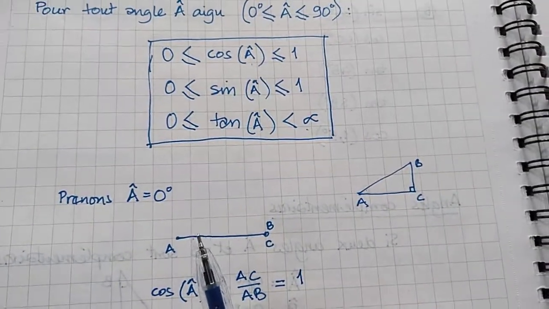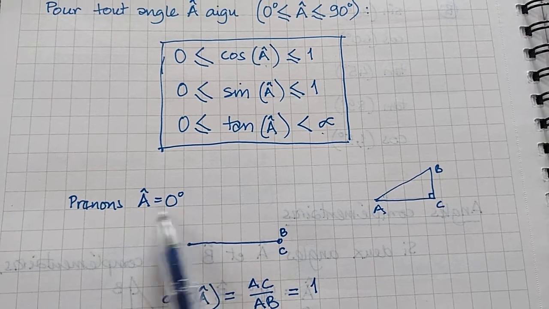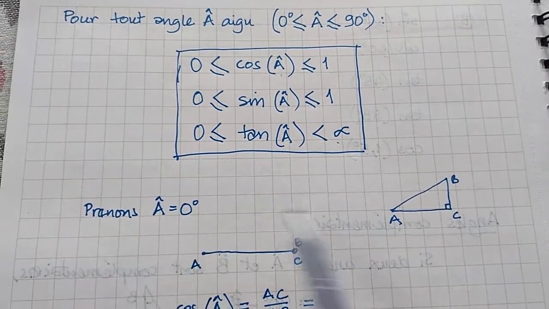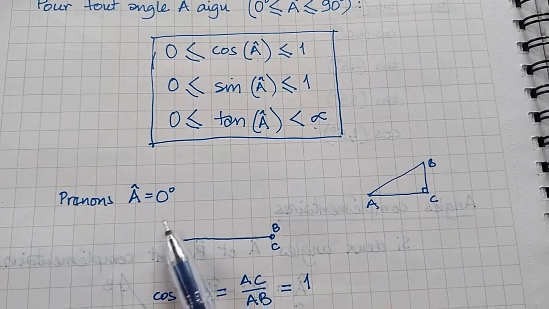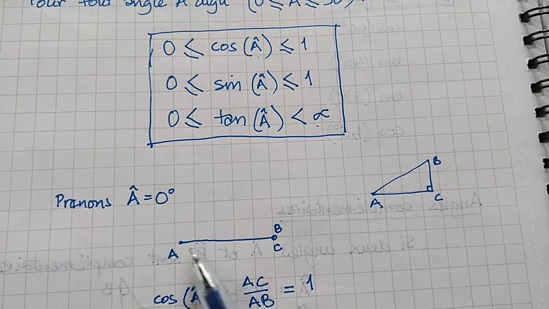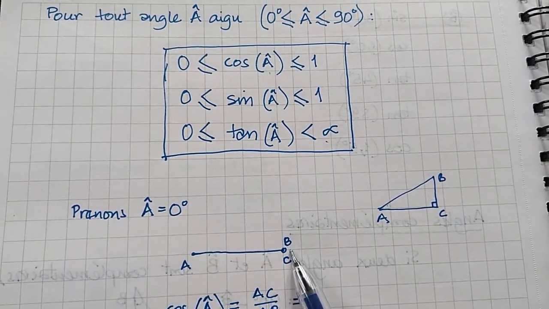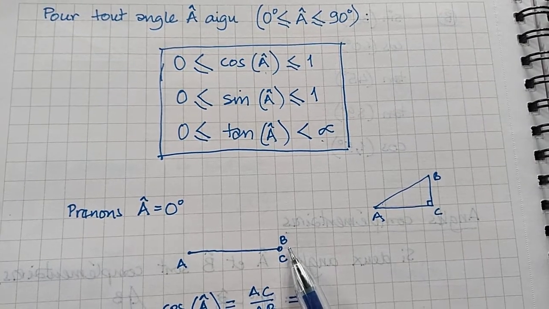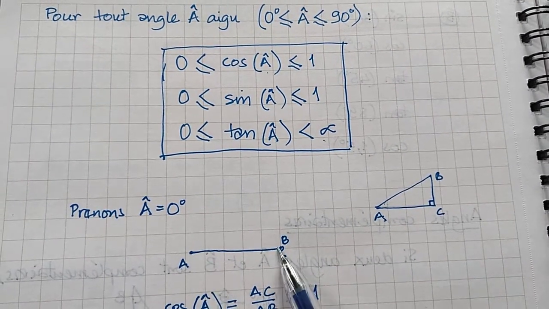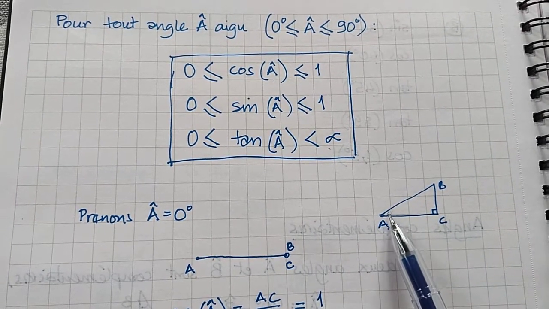Okay, so let's take an extreme example of a right triangle where angle A is equal to 0 degrees. So if this is our triangle, if A is equal to 0 degrees, then this becomes our triangle. A is here, B and C are confondu. So this is a right triangle ABC, where this angle has been made into 0.